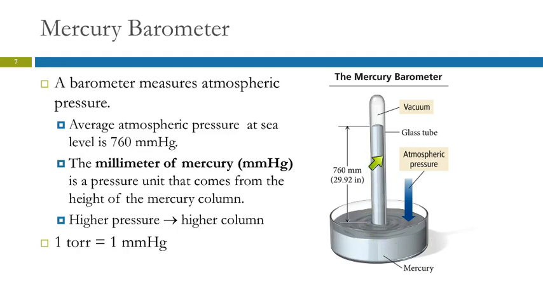Why does the mercury stay up there? It's because there's a balance between gravity pulling down on the column and atmospheric pressure pushing down on this surface, which is pushing mercury up into there. And so there's a balance between gravity and the atmospheric pressure.